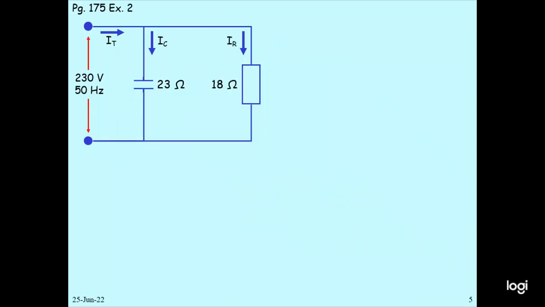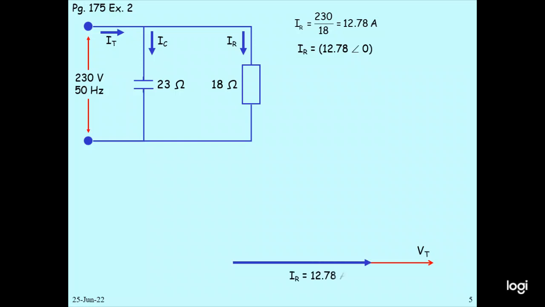This is the capacitor reactance 23 ohm and the resistance value is 18 ohms, connected in parallel. There is a current flowing into the resistor IR, current flowing to the capacitor IC, and total current is IT. Supply voltage 230 volt and 50 hertz. So in this case, we can draw the horizontal VT as a vector. So the IR needs to be calculated, 230 by 18, you get 12.78 ampere. So this is IR 12.78 ampere angle 0 degree.